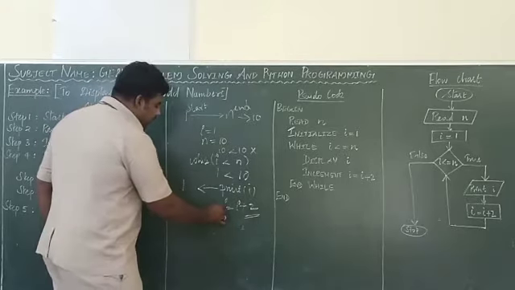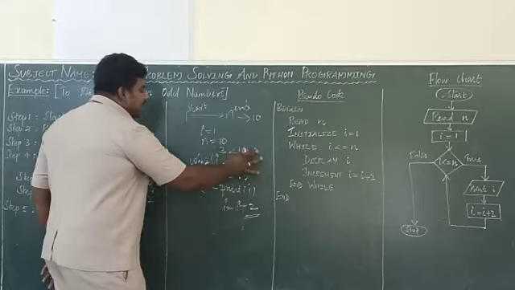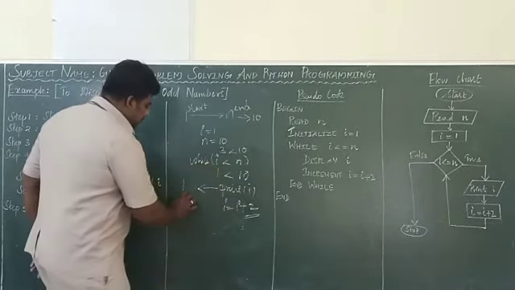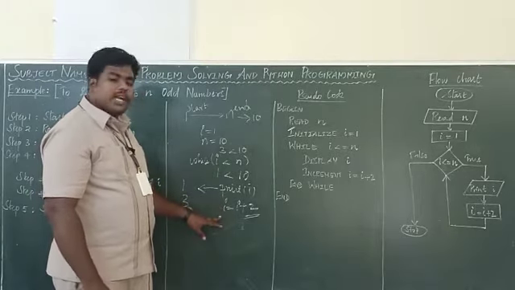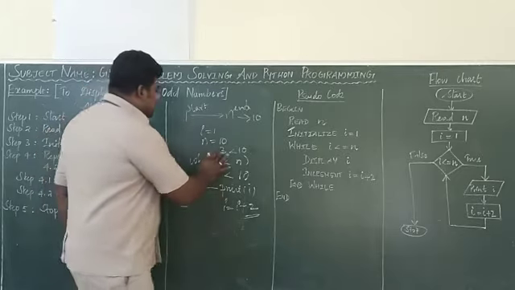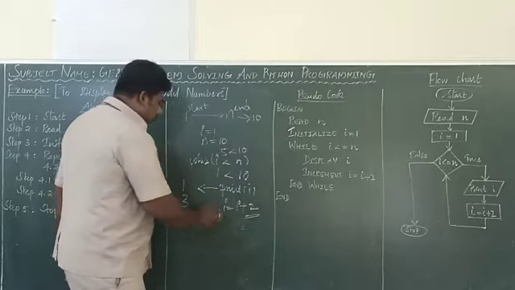Now what's the i value? 3. So here I am checking the condition: 3 less than 10. The condition is true, so again it will print 3. Now what's the i value? 3 plus 2, 5. Now the i value is 5. So 5 less than 10, the condition is true. It will print 5.